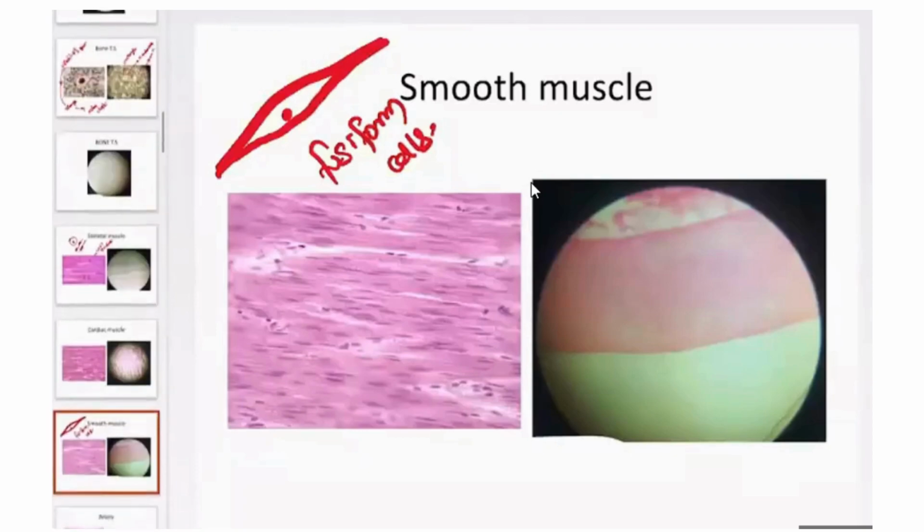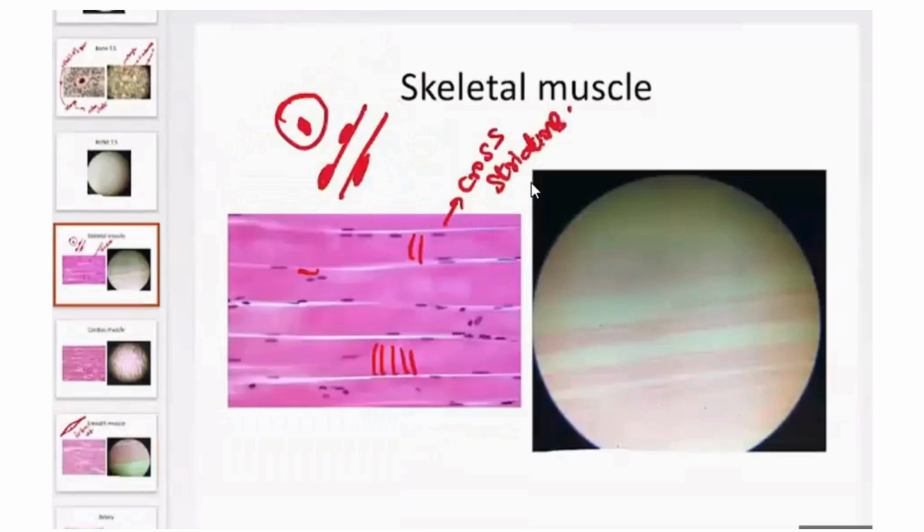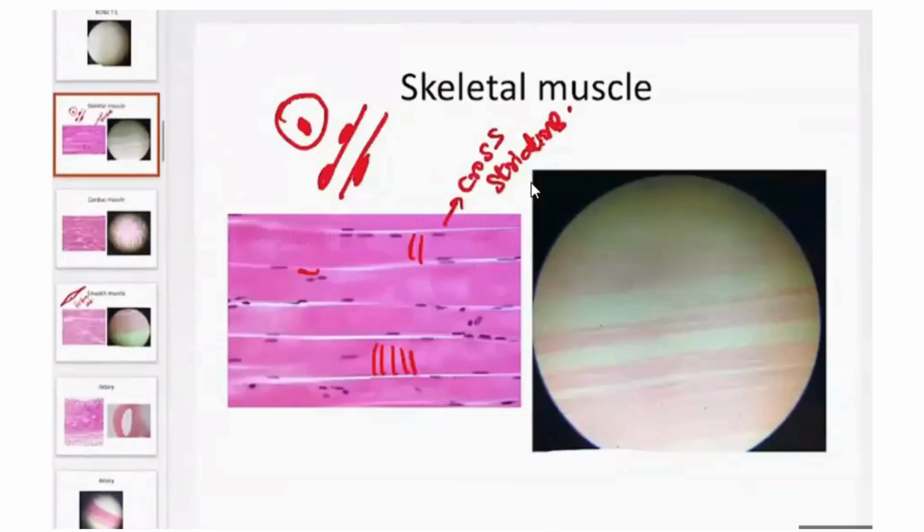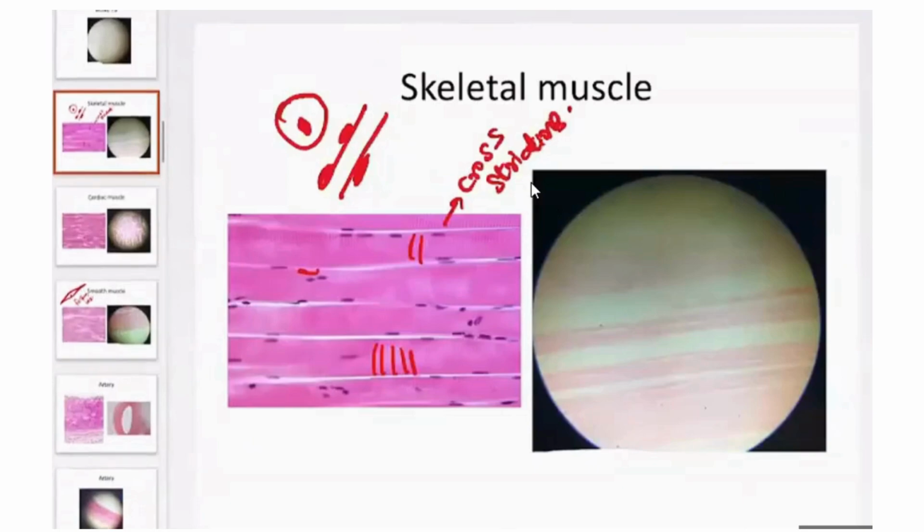So you are clear with the 3 muscles, right? Skeletal muscle is present in the upper limb and lower limb. Cardiac muscle is seen only in the heart, whereas smooth muscle is seen in organs.